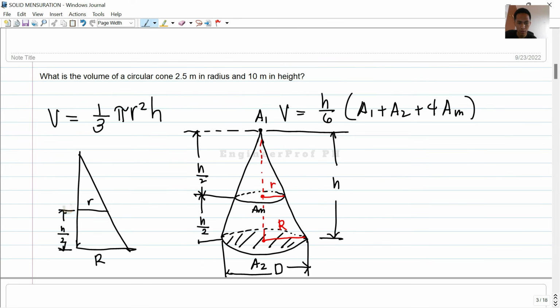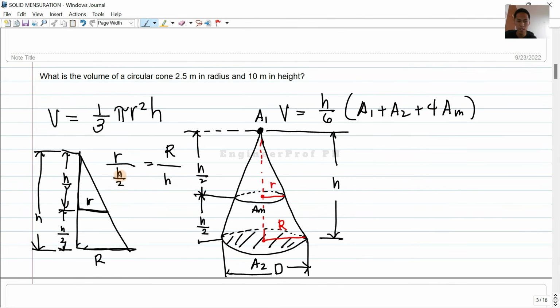Okay, this is also h over 2 here. And of course, yung whole height niya is h. So using ratio and proportion, we can say that we have here r over h over 2. So r over height, this one here over height, is just equal to the bigger r at the bottom all over the height. It's total height with respect to your top. So we have here r over h.